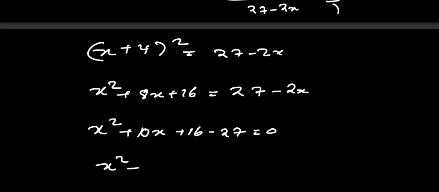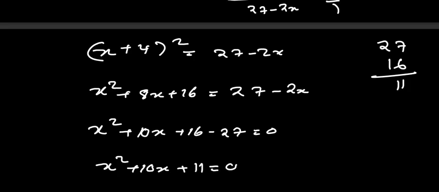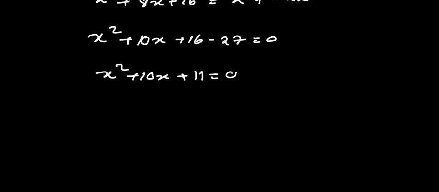We have x squared plus 10x, and then we're going to have 27 minus 16. So 27 minus 16. This here is a 1. This here is a 1. So this is going to give us 11 is equal to 0. Once we have this, we can evaluate this by doing what? The product is 11 and the sum is 10. Now I'm going to be looking for factors. So we can have x squared plus 10x minus 11.